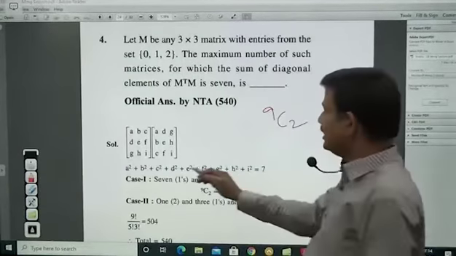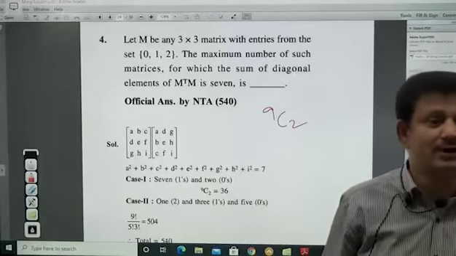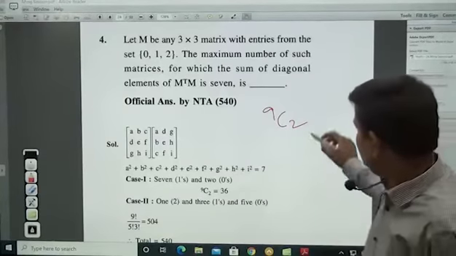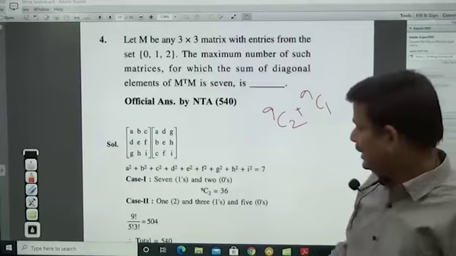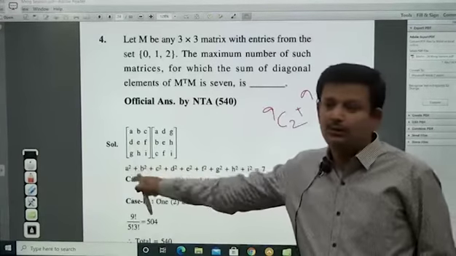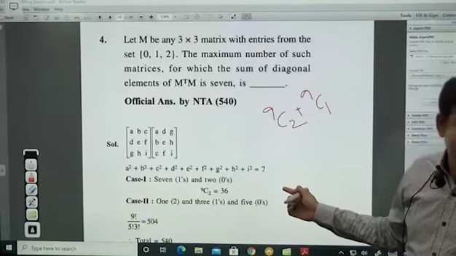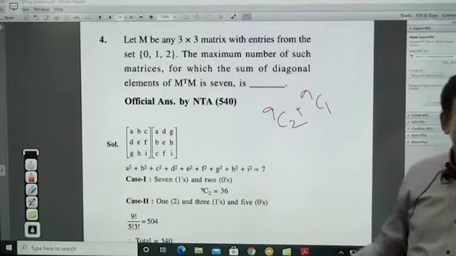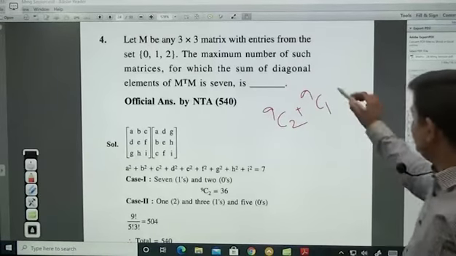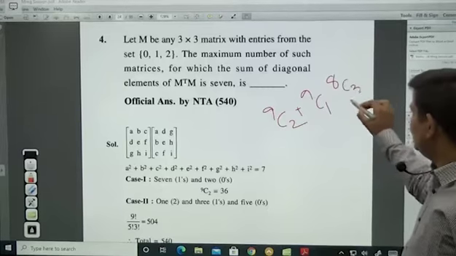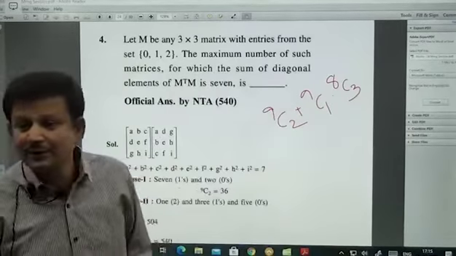That is when the numbers are either 0 or 1. Let's say one of the numbers is 2. First you will decide which one. You can make the choice in 9C1 ways. Let's say A is 2. This is 4. Sum of the remaining squares is how much? 3. So remaining what can happen? 3 ones, remaining zeros. So from the remaining 8, you will have 3 ones, 5 zeros. That choice in how many ways you can make?